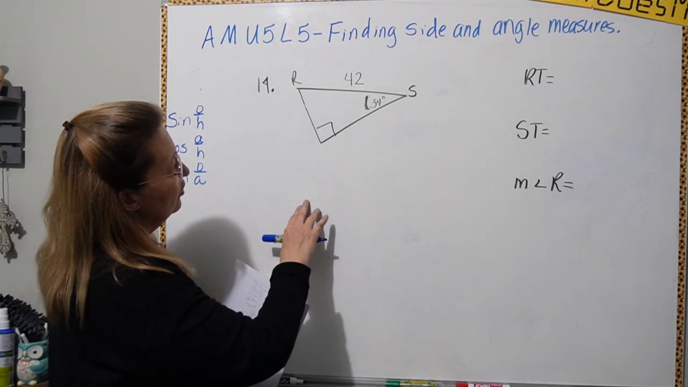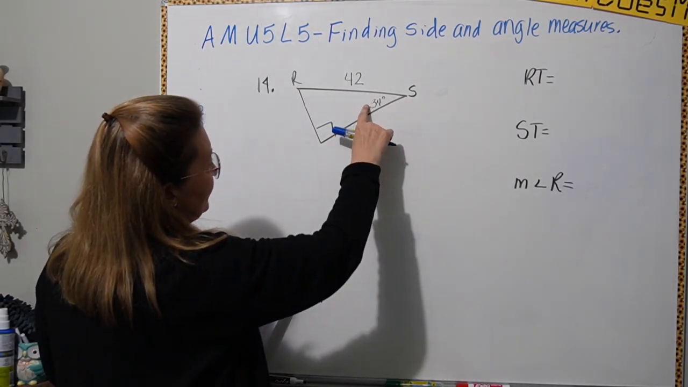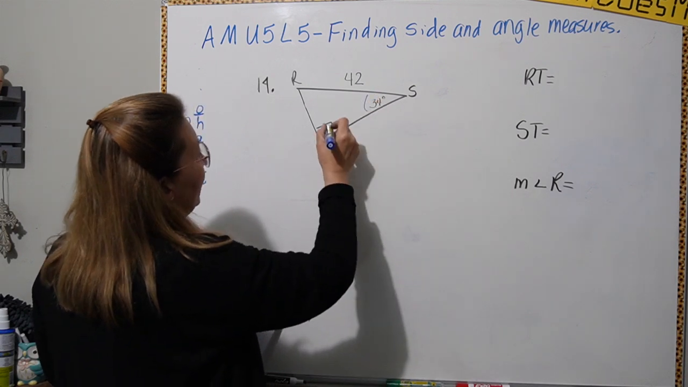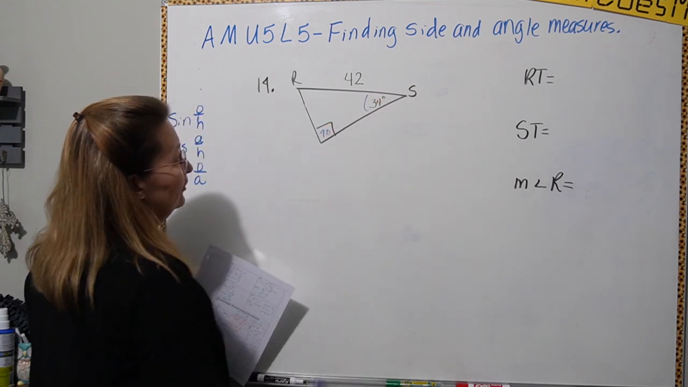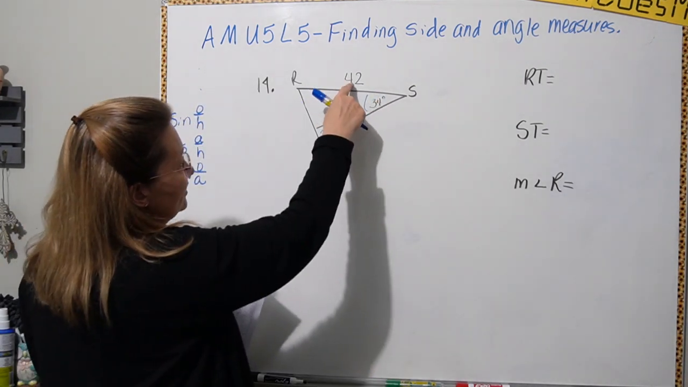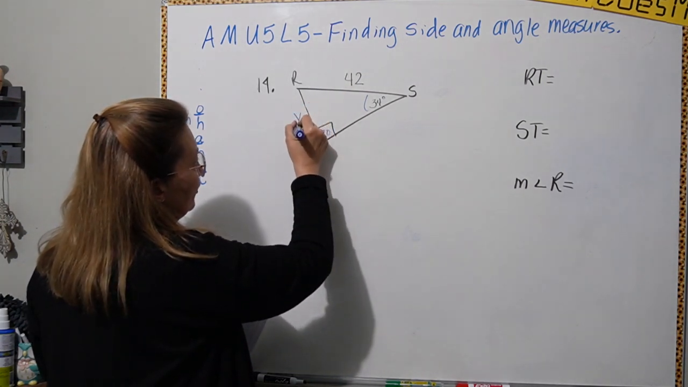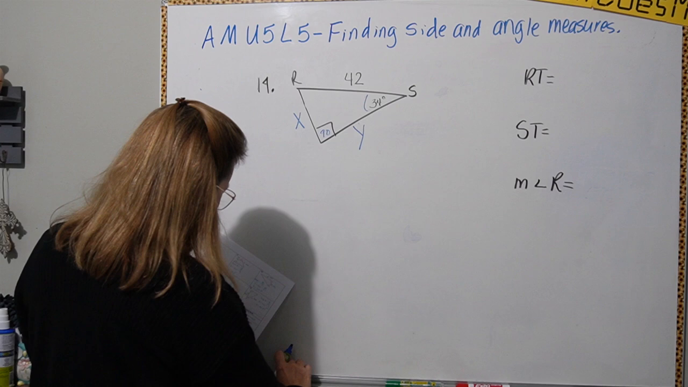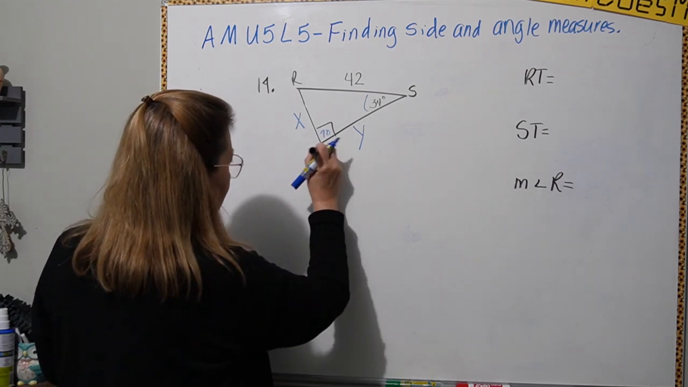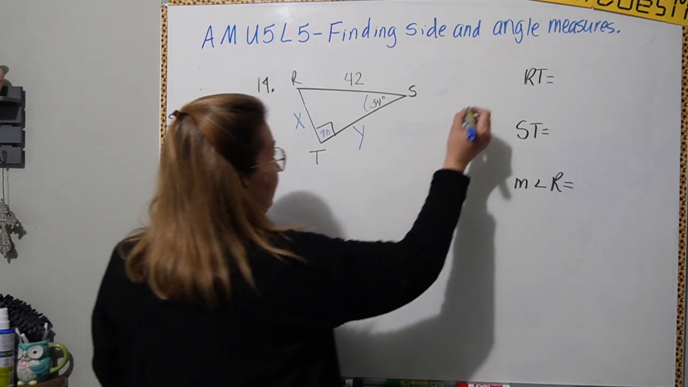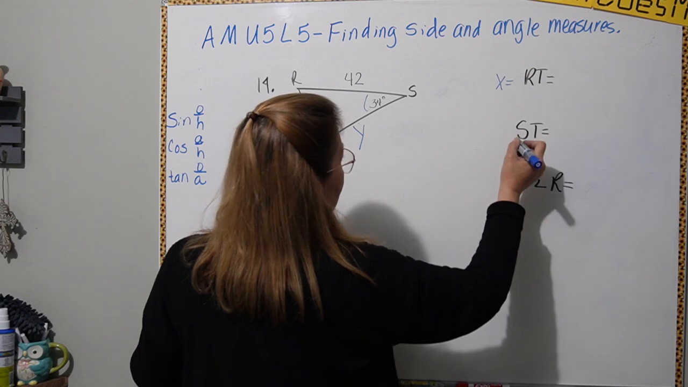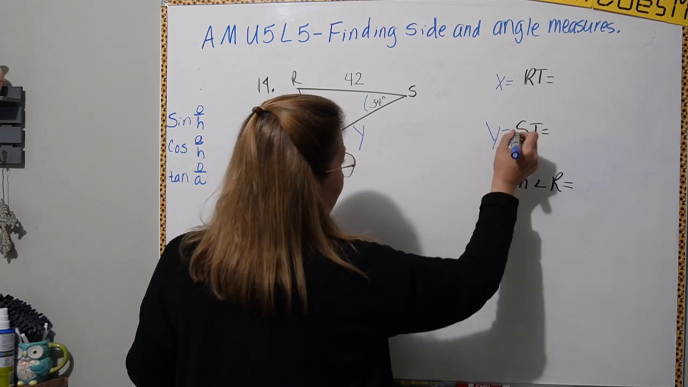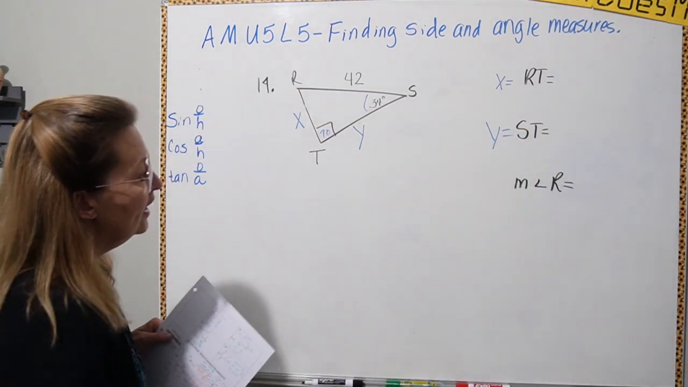Okay, let's look at number 14. I'm given that this angle is 34, and I know that this is a 90-degree angle. I'm given one side. So I'm going to go ahead and label the missing sides X and Y. And let's see, this was T down here. So let me come over here. X is RT and Y is ST. All right, now we're ready.